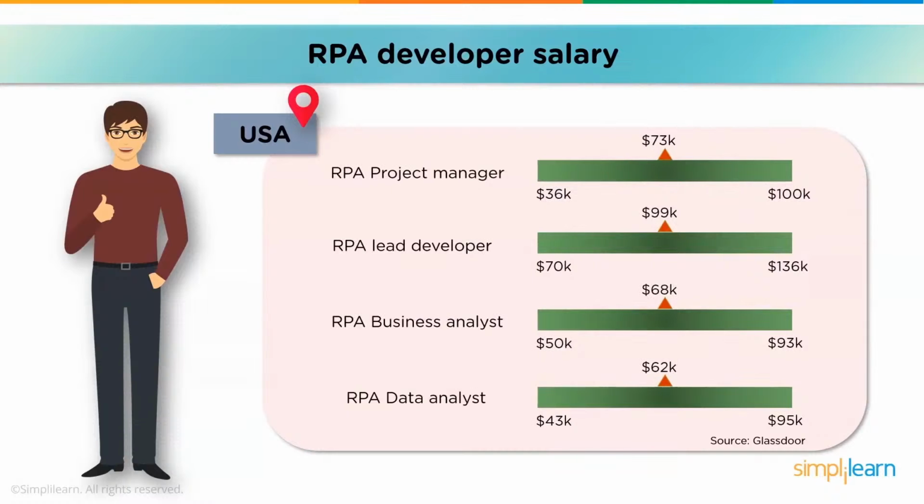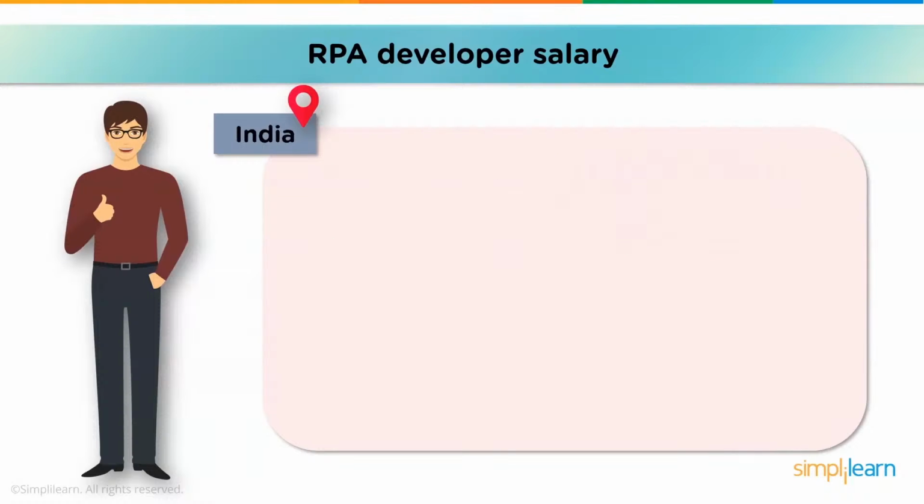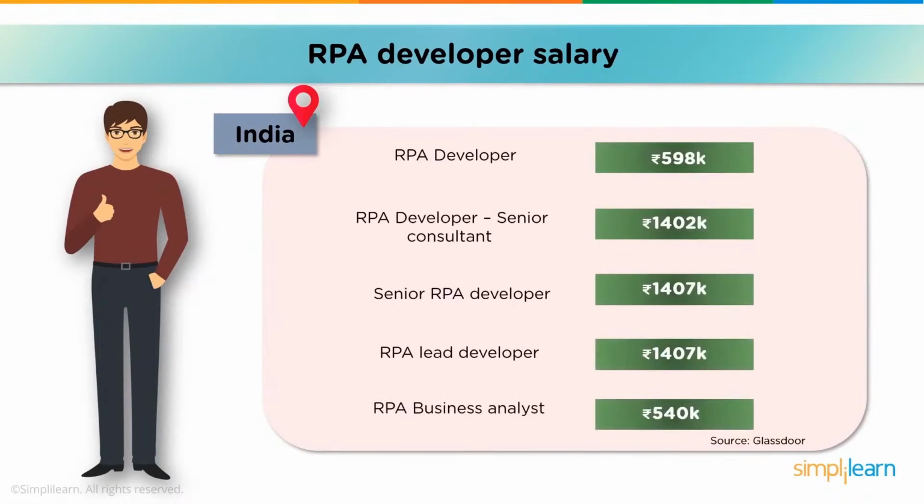An RPA lead developer earns an average salary of $99,000 US per annum. An RPA business analyst earns around $68,000 US per annum. And the data analyst earns around $62,000 US per annum. Moving on to India, the average salary of an RPA developer is around 5,98,000 rupees. That of a senior consultant, a senior RPA developer, and an RPA lead developer is around 14 lakhs per annum. And the average salary of an RPA business analyst is around 5,40,000 rupees.